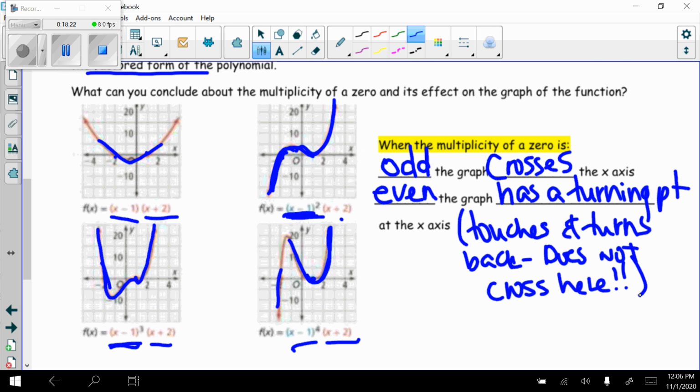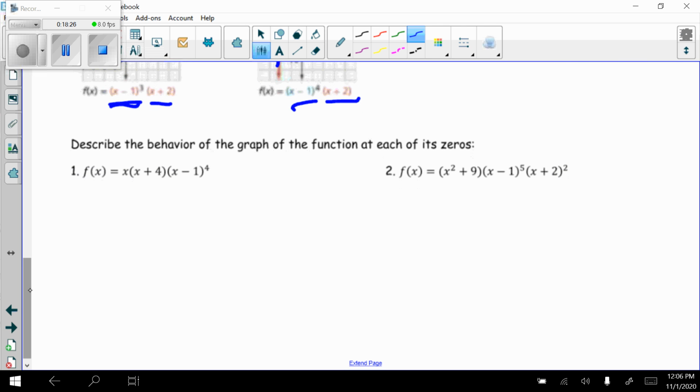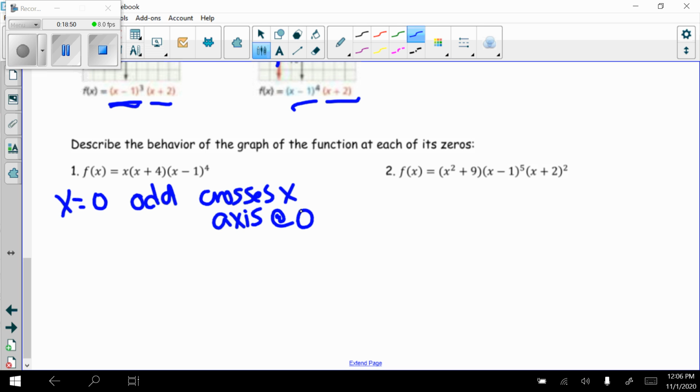All right, so let's practice that. The next one, it says describe the behavior of the graph of the function at each of its zeros. It's already in factored form for us, so this is nice. So this first one, x equals 0. Notice my exponent is a 1, so that's odd. So it crosses the x-axis at 0.